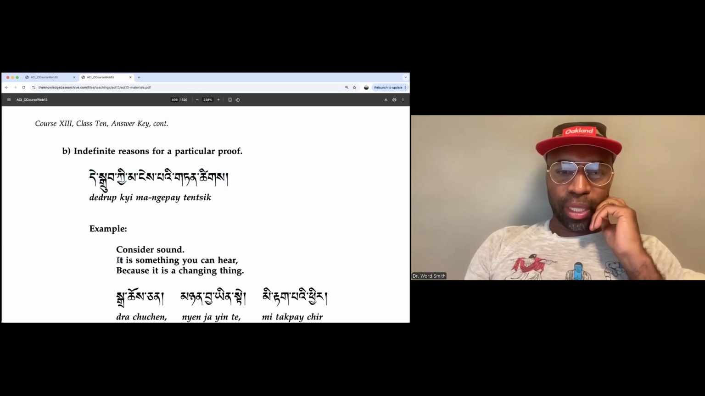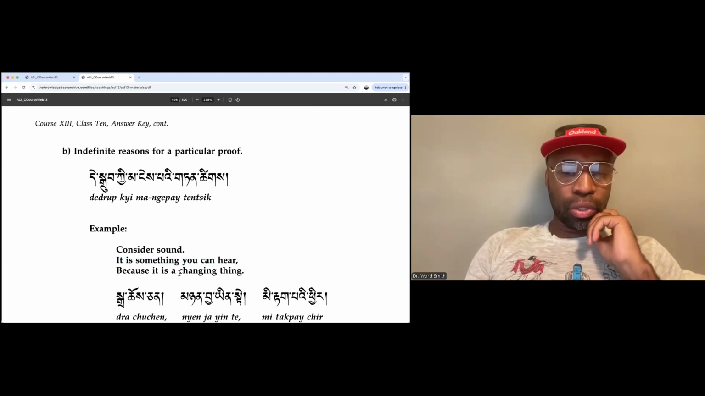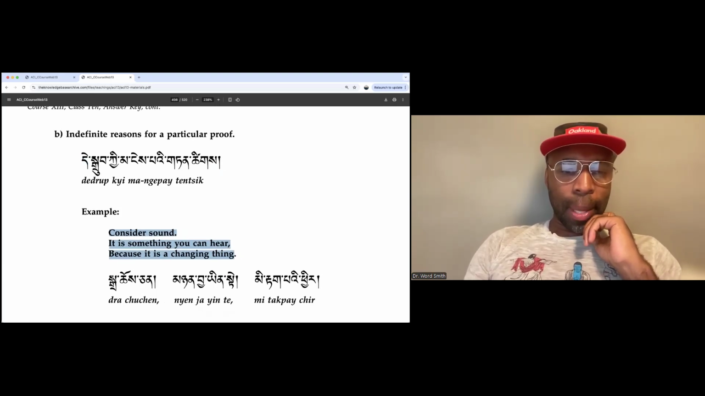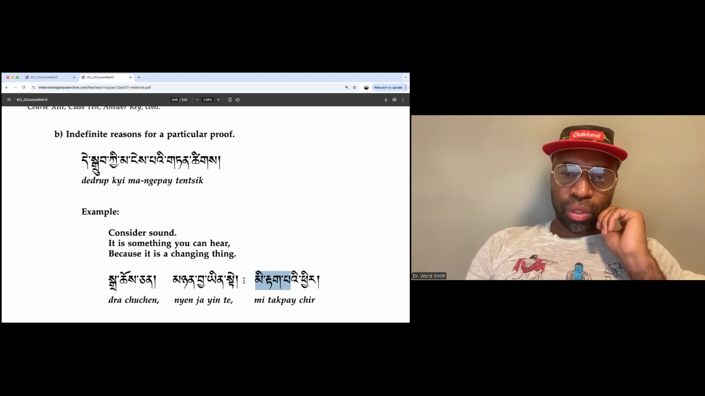It's almost what I said. It is something you can hear. If I put this in this position instead of the reason: consider sound. It is something you can hear because it's a changing thing. Consider sound, it is something hearable, because it changes.